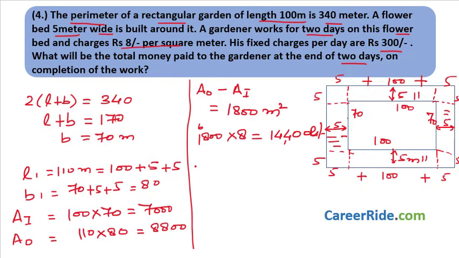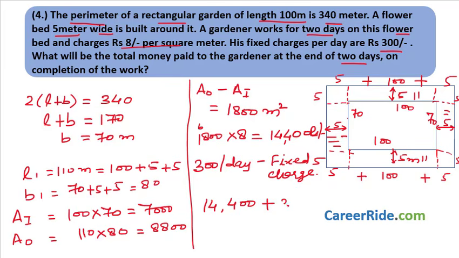Because it is also given that the gardener charges rupees 300 per day as a fixed charge. So the 14,400 that we found out was the cost of gardening, but there is a fixed cost, and that is rupees 300 per day. And for how many days does he work? He works for 2 days. So it is 300 multiplied by 2, right? So the total comes out to be 15,000 rupees. So at the end of 2 days, for the total work, the amount that is paid to the gardener is rupees 15,000.